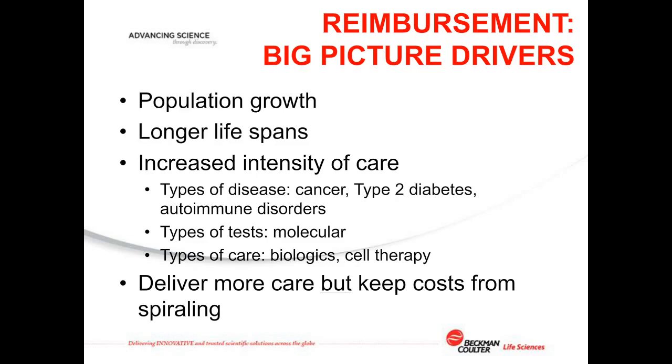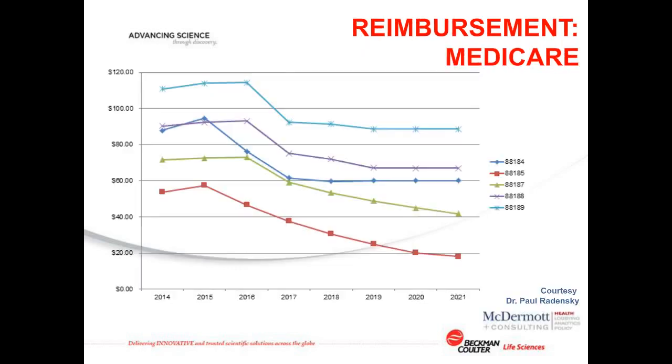High complexity ancillary testing becomes more common with these diseases, and of course the types of care. These patients are more likely to get biologics, for instance, if they're having autoimmune disorders, or say even cell therapy for some of these disorders, including cancer. So the goal for society overall, and certainly third-party payers, is to deliver more care but keep costs from spiraling.